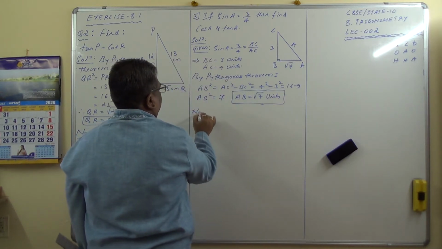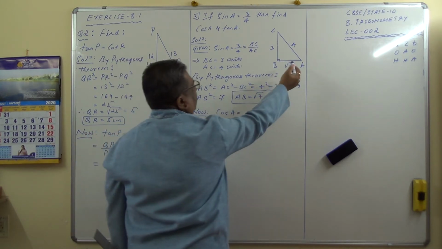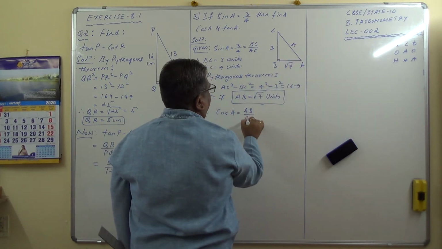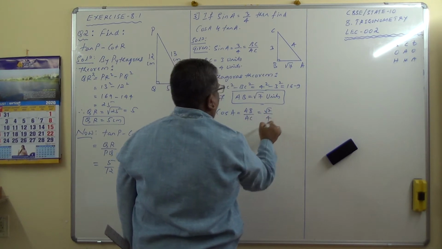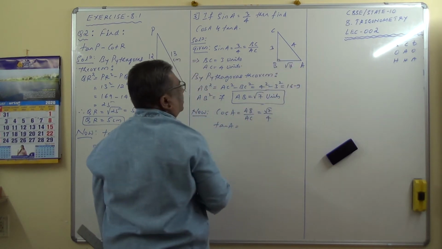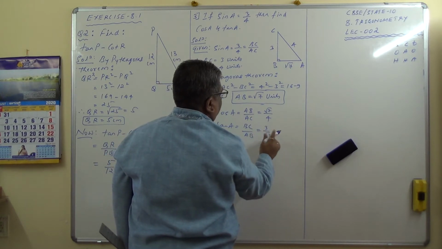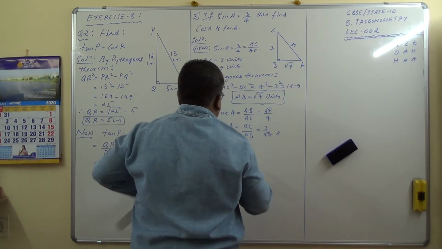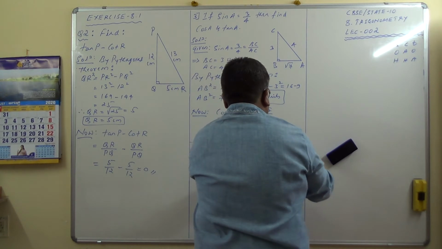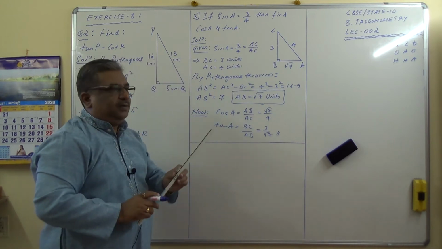Now cos A equals adjacent side by hypotenuse, AB by AC, which is root 7 by 4. Tan A equals opposite by adjacent side, BC by AB, which equals 3 by root 7. That should be our answer. Three by root 7. That's how it is.